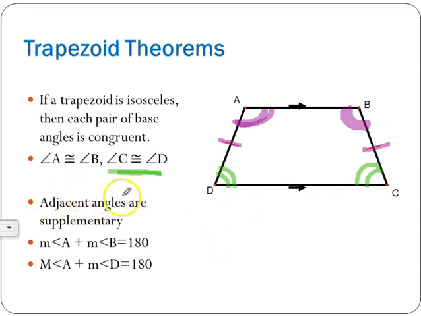And then adjacent angles are supplementary. That's true of parallelograms as well. The same thing is true here, that any two adjacent angles are going to be supplementary. So if we add any two adjacent angles, they're supplementary. Remember, supplementary adds up to 180 degrees.